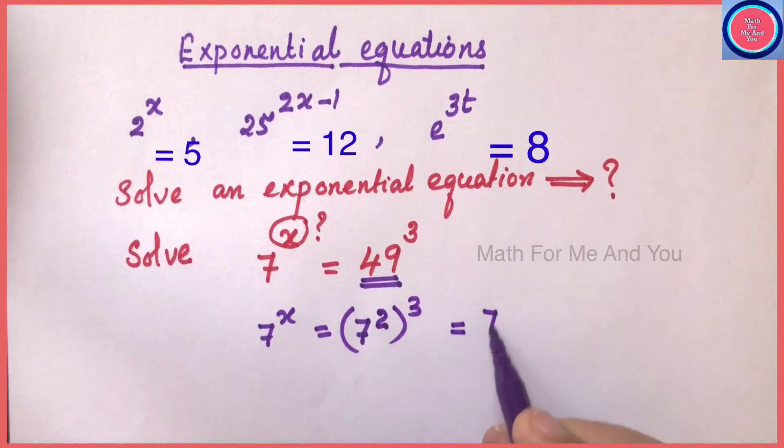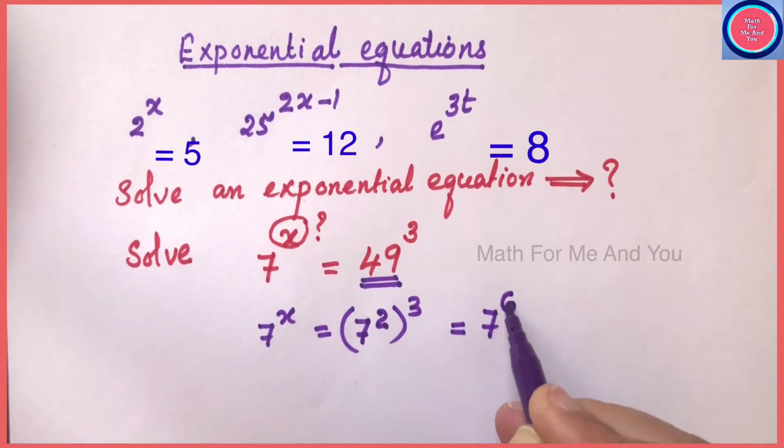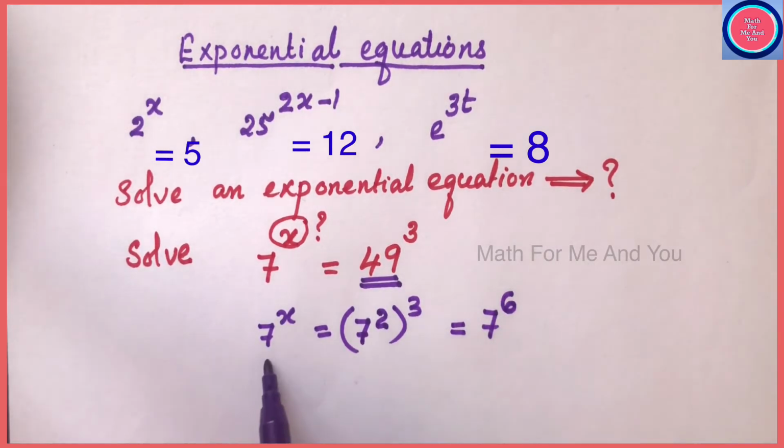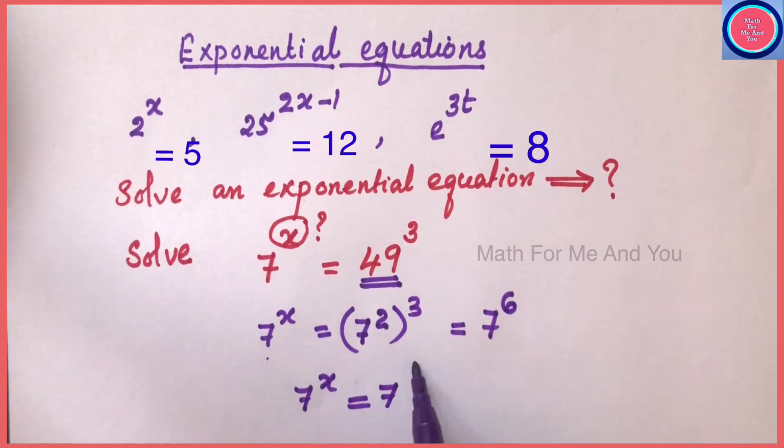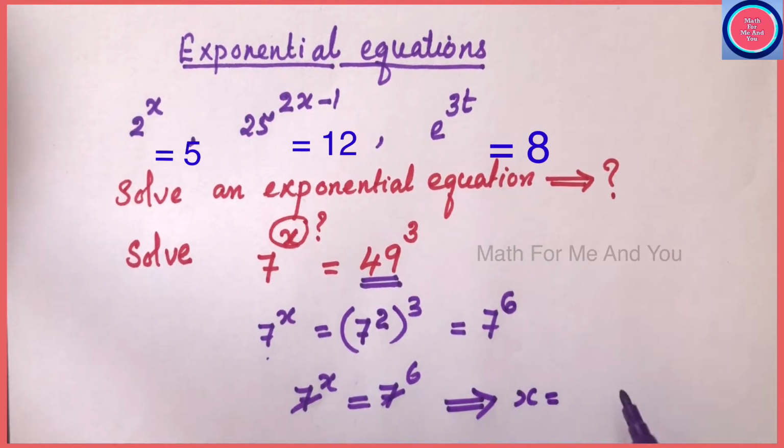So 7 to the power 2, again power 3 becomes 2 times 3, 6. We can see the left side of the equation 7 power x, and this is equal to 7 to the power of 6 on the right side, same base. That means when we equate, it gives the power also the same, x equals 6. So we get the value of x.